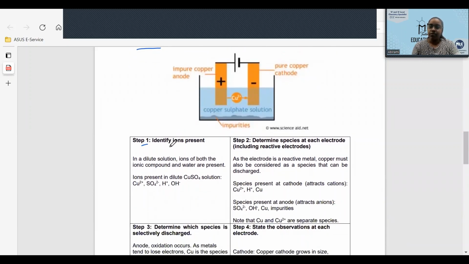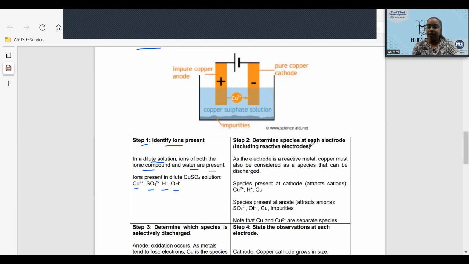So step 1 is to identify the ions present. So the ions present are Cu2+, SO4 2-, H+, and OH-. Why OH- and H+? Because in dilute solutions, ions of both the ionic compound and water are present.